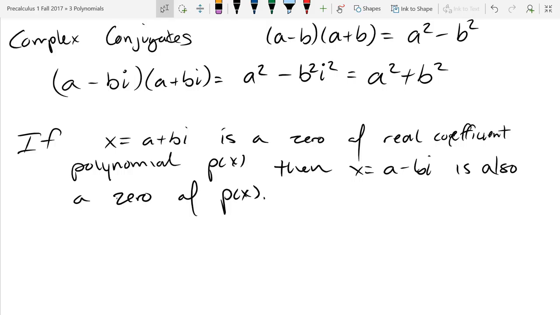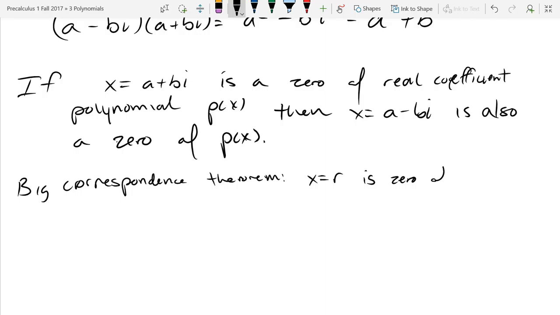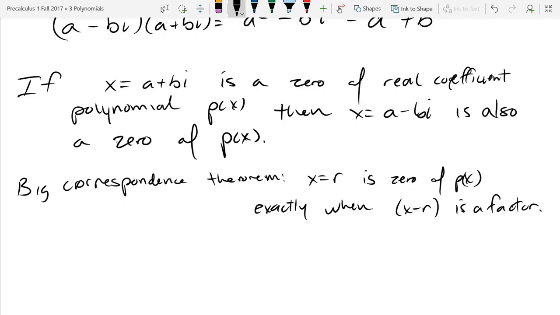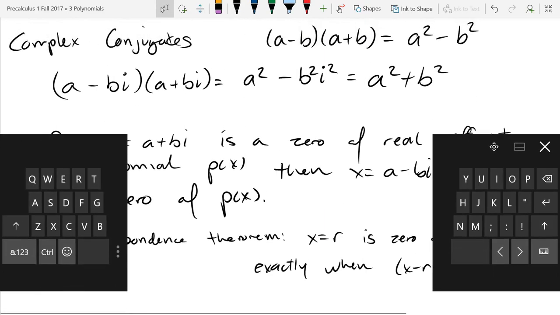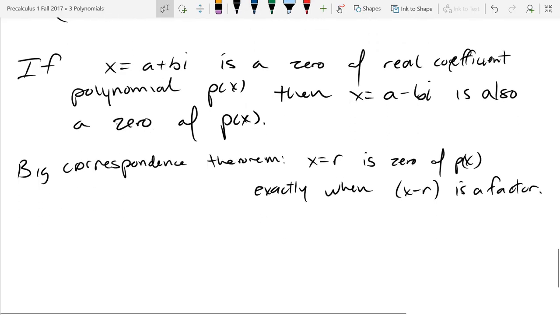So what was the big important correspondence theorem about zeros of polynomials? They have a factor. So each zero corresponds to a factor of a polynomial, and vice versa. So we're going to look at the big correspondence theorem now. I think I used the letter R. X equals R is a zero of P of X exactly when x minus r is a factor. So just like in Star Wars, there is no try, there's only do in math.